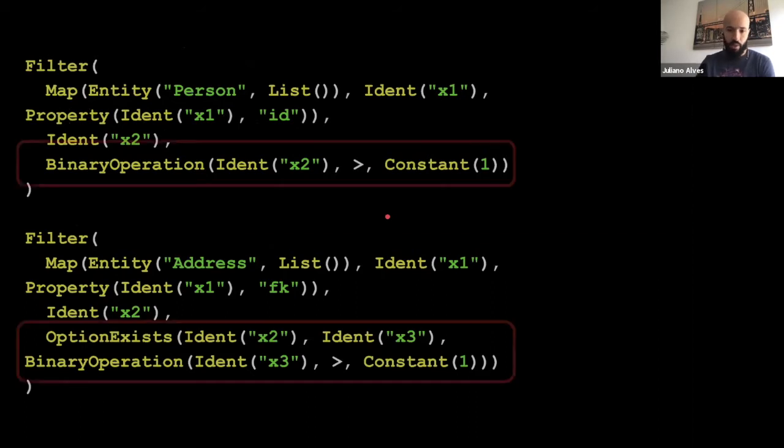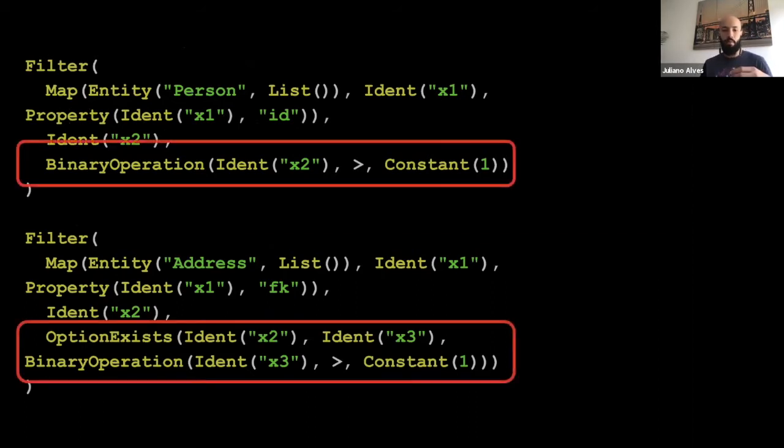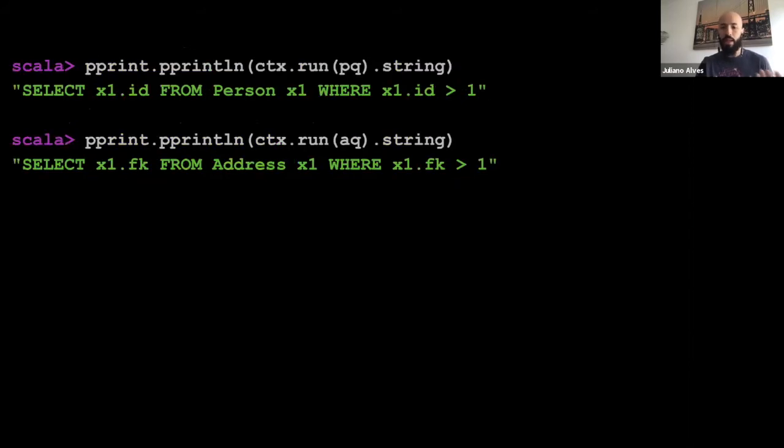Even though they are different, I still have the same binary operation on top of both. And the interesting thing here is that when I run those queries through a context, the result is exactly the same, even though, as mentioned before, every single piece of the AST actually has a representation. So do we have exactly the same representation when working with options and when not working with options? That wouldn't be that smart.